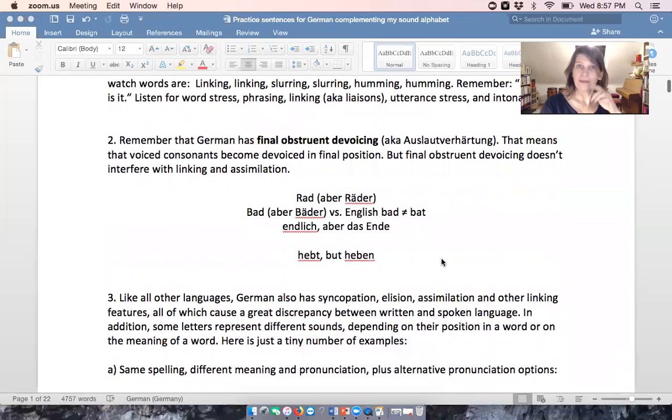Okay, so that's just an introduction or a reminder of final obstruent devoicing in German, which makes it very difficult for people who want to learn German, and also very difficult for Germans who want to learn English, because then they have to go the opposite way and learn the voicing and especially the different vowels.